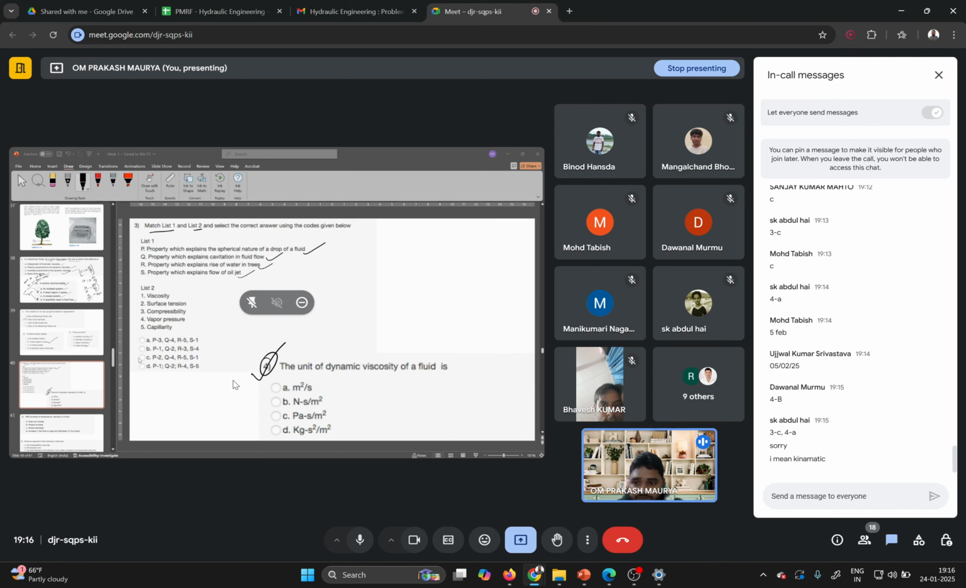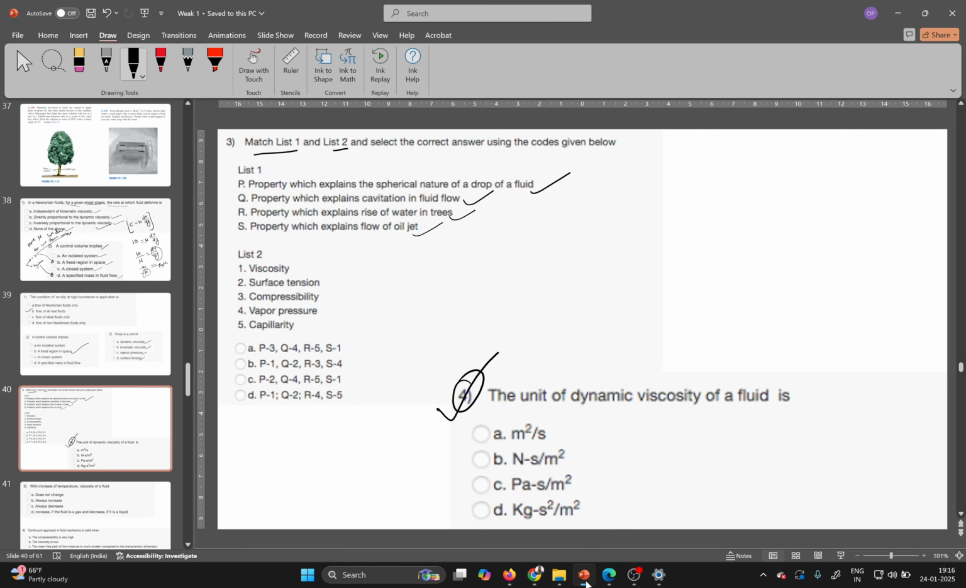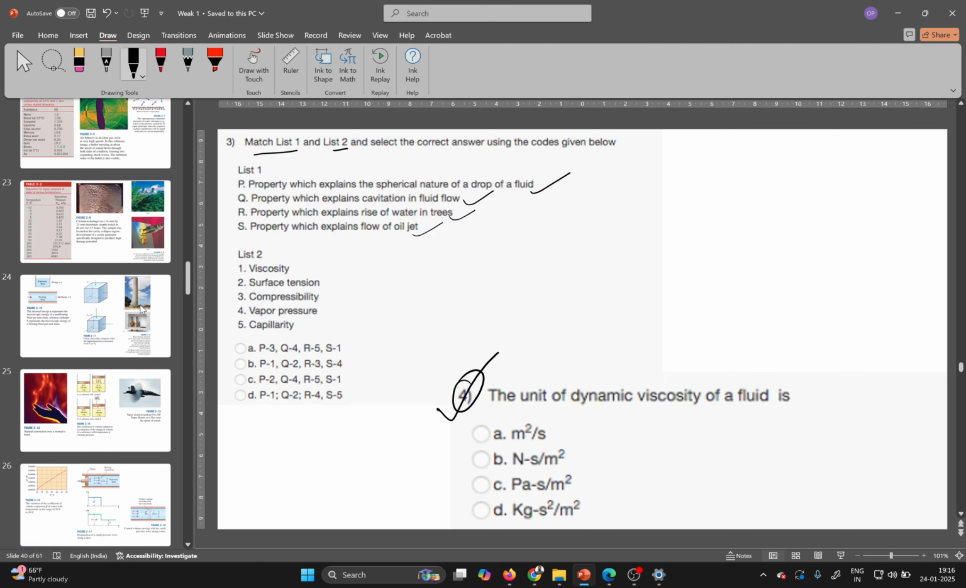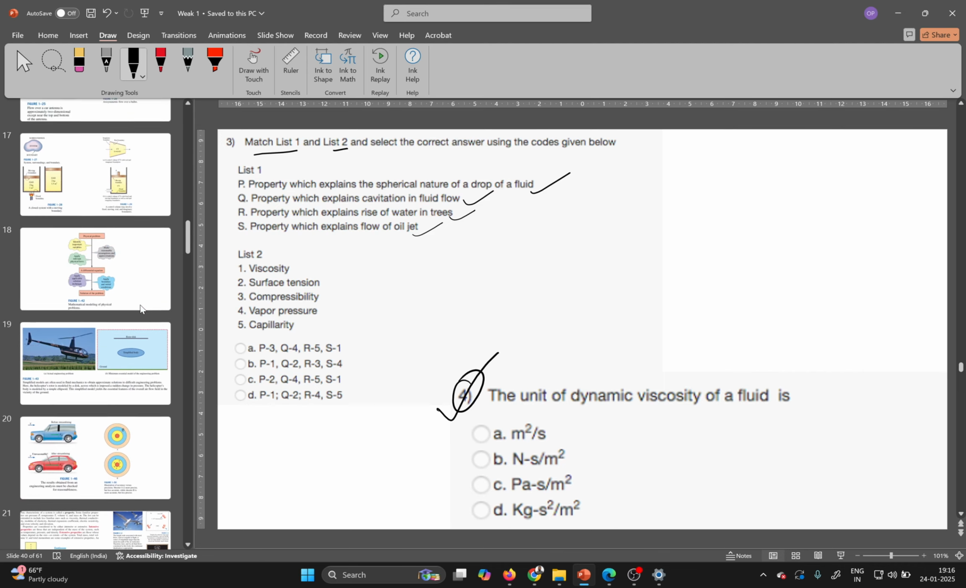Okay, so let us discuss question number 3. Your question number 3 is about matching the list. The first is the property which explains the spherical nature of a drop. We have already discussed it here, if you see the pictorial representation that I was showing during surface tension.